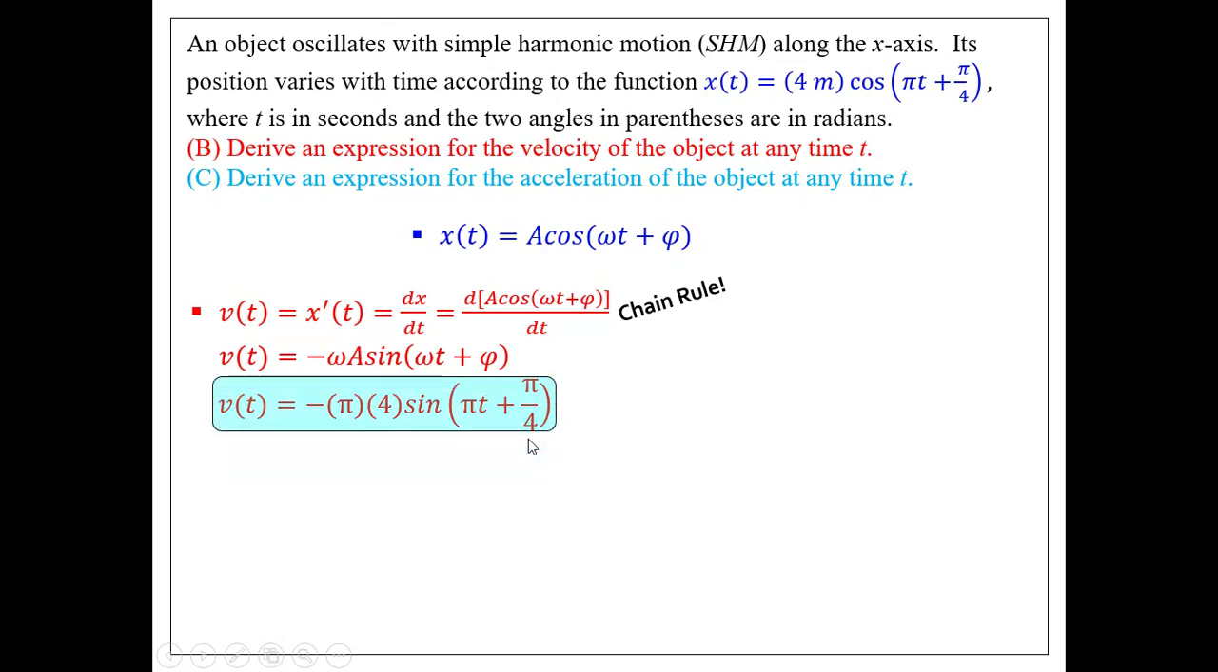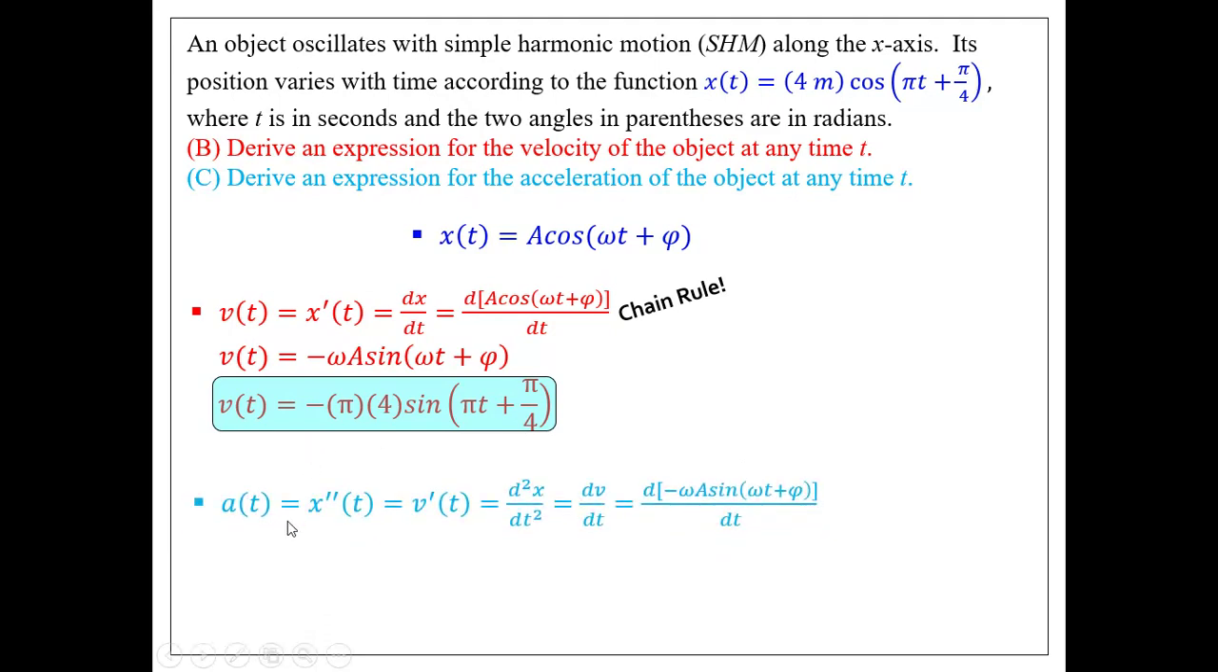Okay, that's my function. So essentially, I can find v of t at any time by simply plugging in what the time value is, because that is the only unknown variable in this particular function. All right, and then part C wants us to find the expression for acceleration.